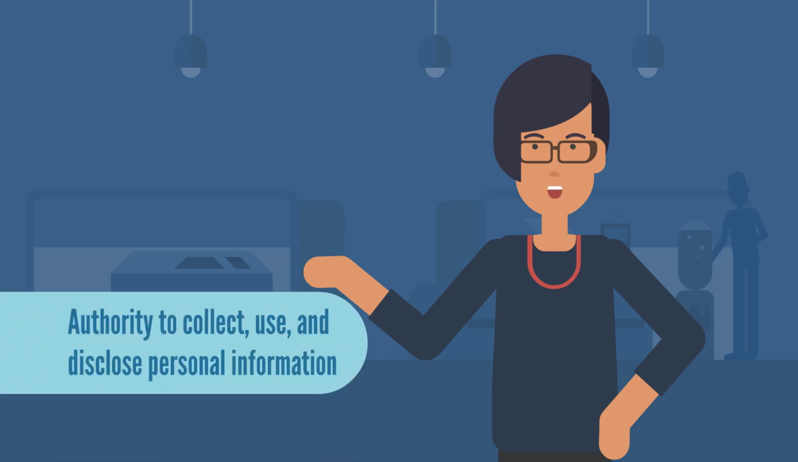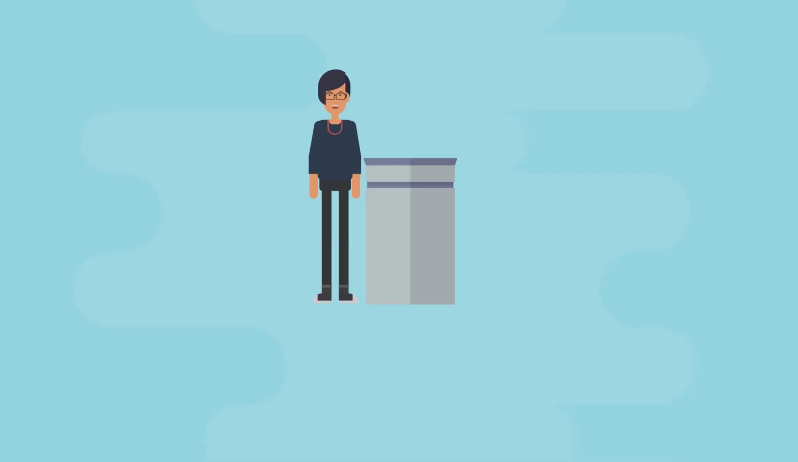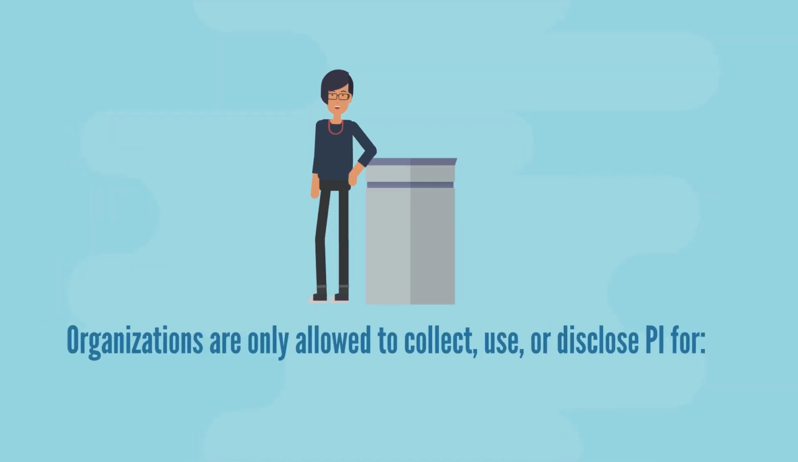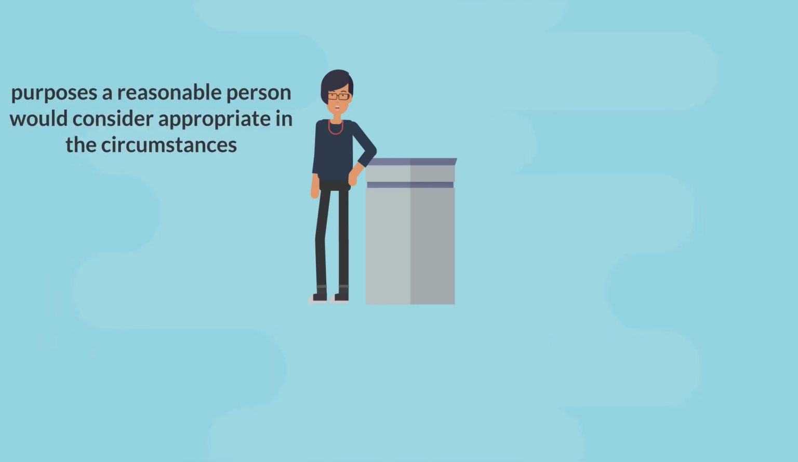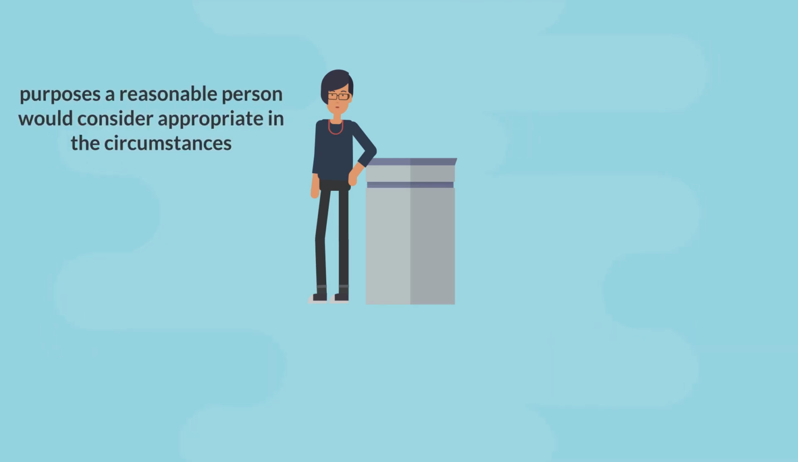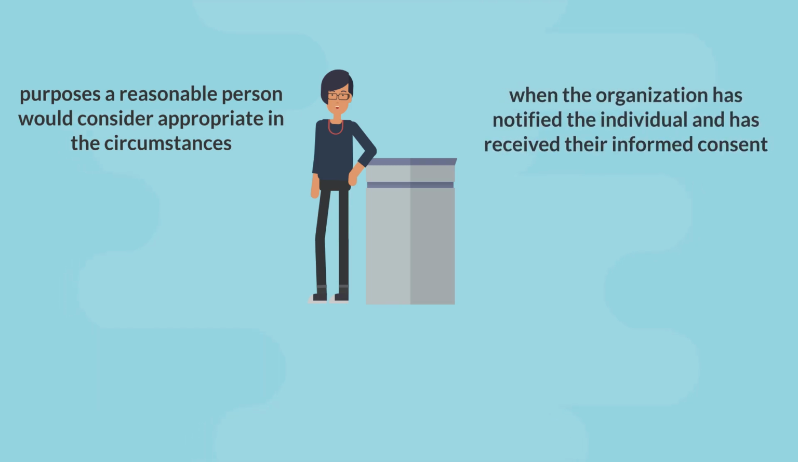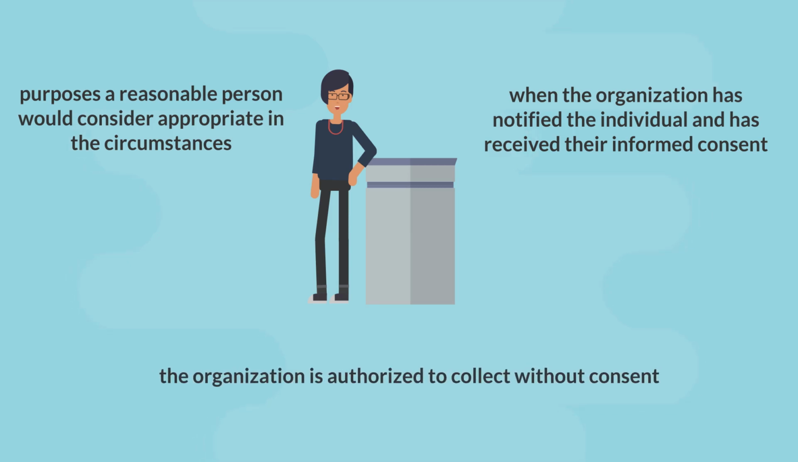Today's webinar covers the authority to collect, use, and disclose personal information. The Personal Information Protection Act, or PIPA, provides private sector organizations with the authority to collect, use, or disclose personal information, or PI for short. Organizations are only allowed to collect, use, or disclose PI for purposes that a reasonable person would consider appropriate in the circumstances, when the organization has notified the individual and has received their informed consent, or if the organization is authorized to collect without consent.